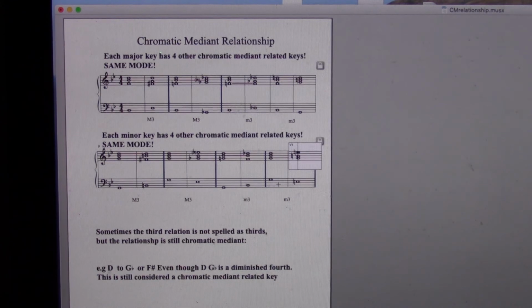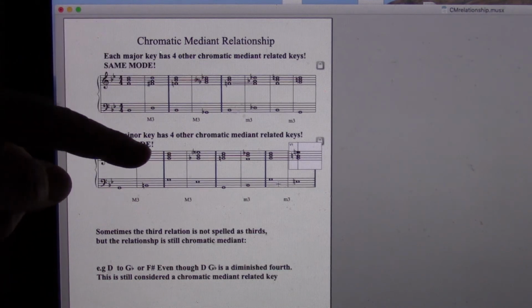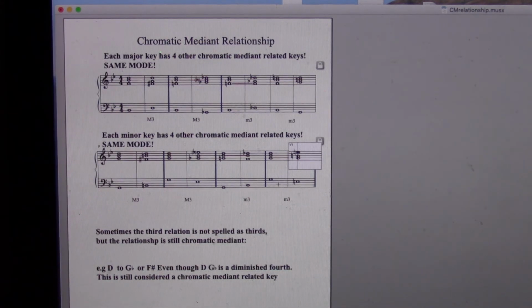So as you can see, these are all related by a third, and the ones that are in major are also in major, and the ones that are in minor, chromatically related keys, are also in minor. Sometimes the third relation is not spelled as thirds, as we showed you before, but the relationship is still chromatic mediant. For example, D to G flat major is equivalent to going D to F sharp major. And so either key signature could be employed, and it would still be considered a chromatic mediant related key, even though D to G flat is technically a diminished fourth.